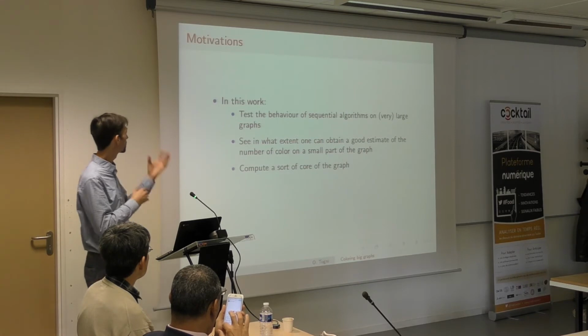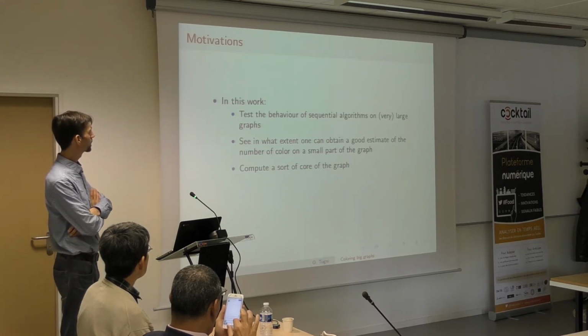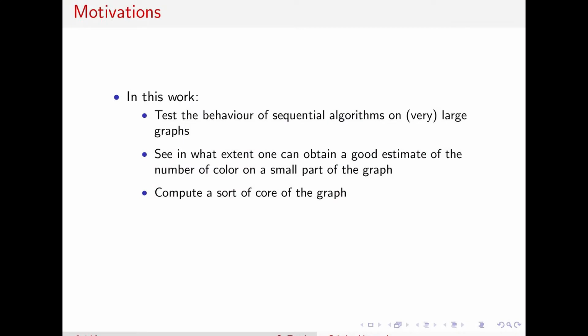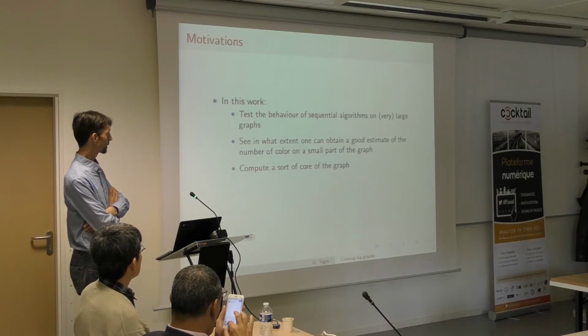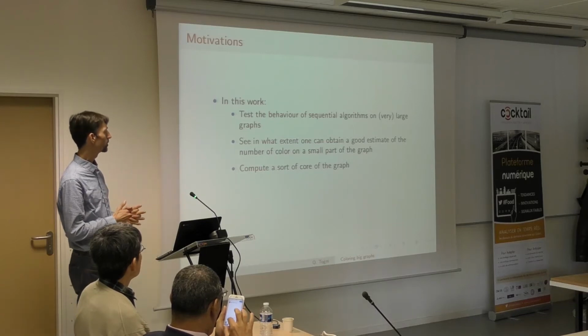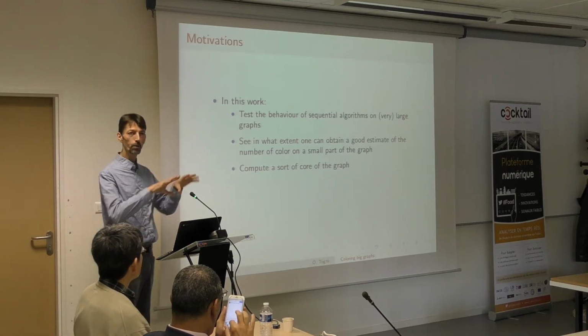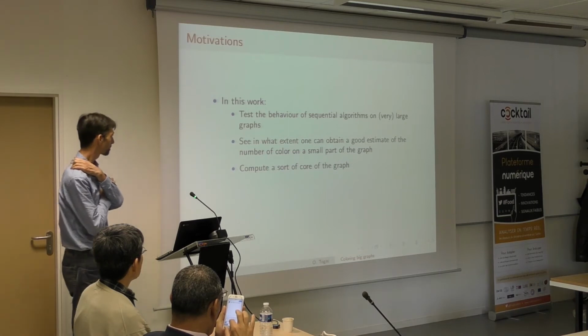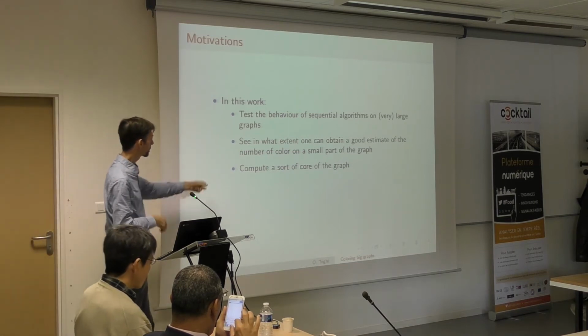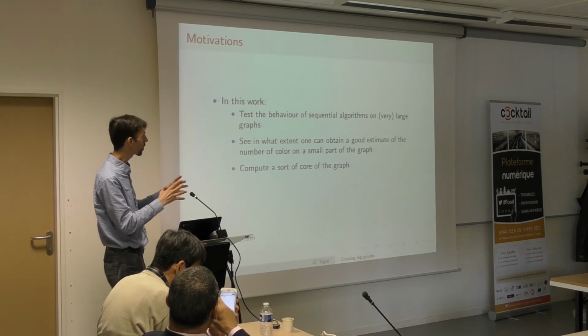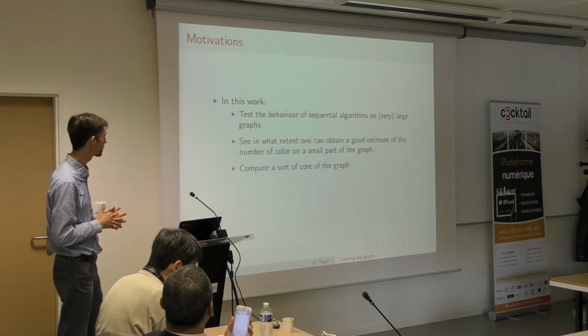So, as I said, in this work I wanted to first test how sequential algorithms for coloring graphs behave on very large graphs. And also, is it possible to have a good estimate of the number of colors by only coloring a small part of the graph? And as a byproduct, I can compute a sort of core of the graph for the coloring problem.